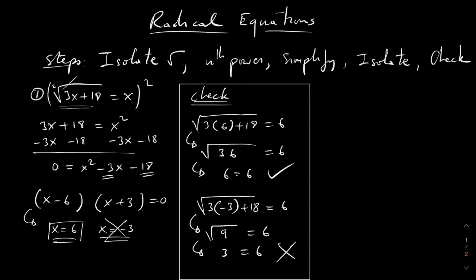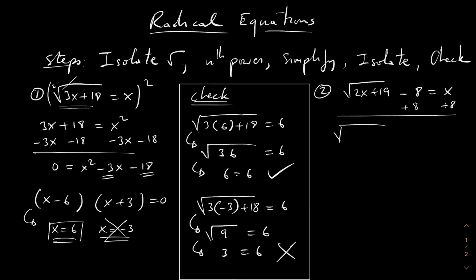Let's look at more examples to make this sink in. Our next example is the square root of 2x plus 19 minus 8 equals x. First things first, let's isolate the radical. So we're going to add 8 on both sides of our equation. That gives us the square root of 2x plus 19 equals x plus 8.